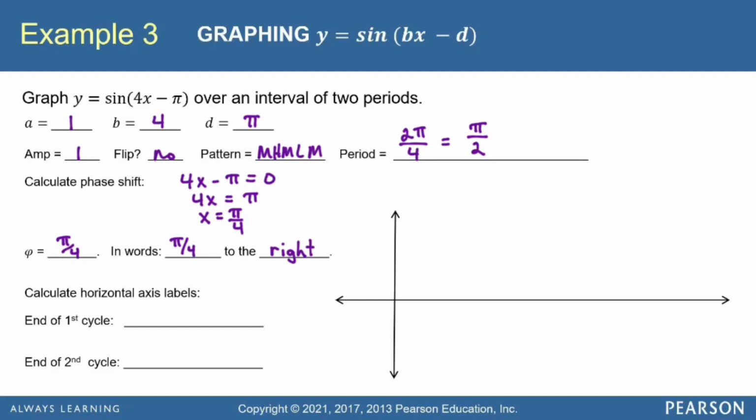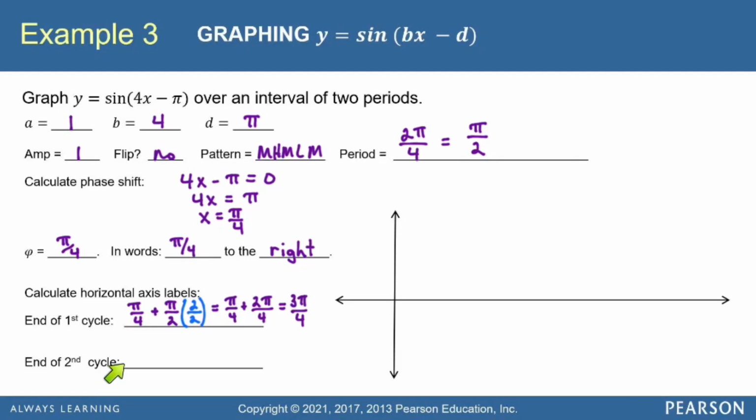Now let's go ahead and calculate the horizontal axis labels for the end of each cycle. We know that we do that by calculating starting point plus period, and that gives us our ending point. So the starting point for the first cycle is, of course, your phase shift. So we'll have pi over 4, then plus a period means we're going to be adding pi over 2 to that. But of course, we need a common denominator here. So we'll multiply pi over 2 by 2 over 2, and that will give us pi over 4 plus 2 pi over 4, which adds up to 3 pi over 4. So that's the end of the first cycle.